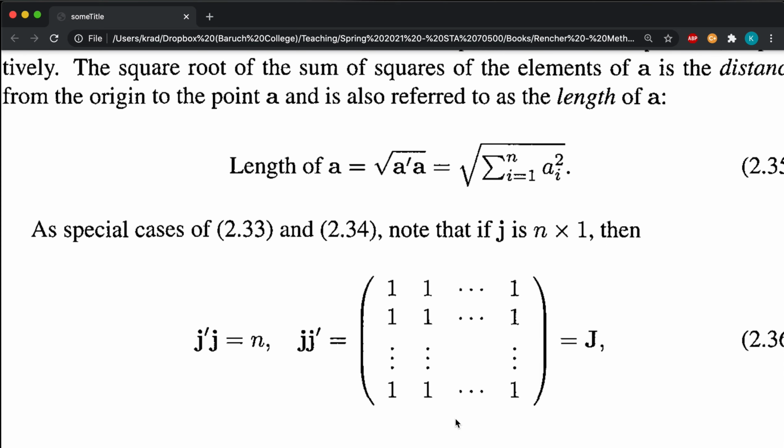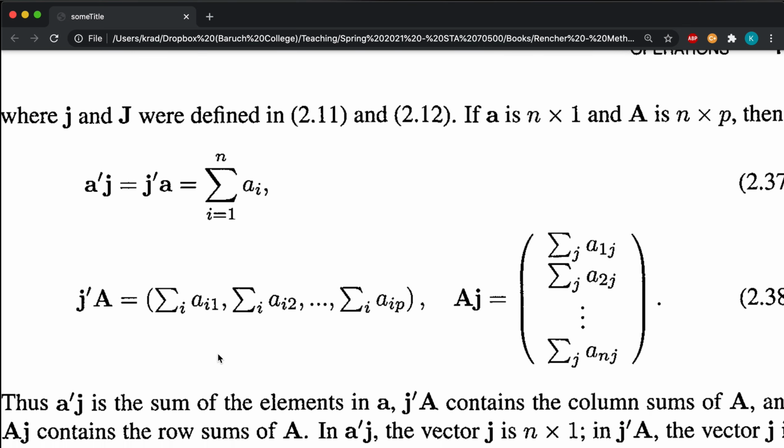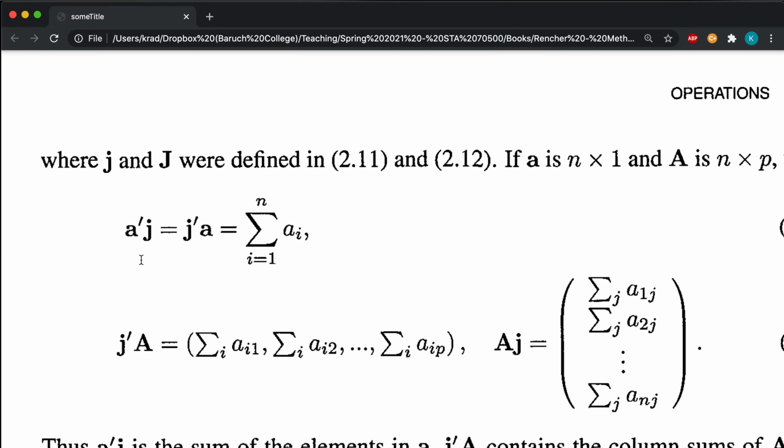Now, what else can we do with this vector J? A transpose J is the same as J transpose A, which leads to the sum of the elements of A. So for example, if we wanted to find the mean of the elements of A, then A transpose J divided by n would be the mean of A.